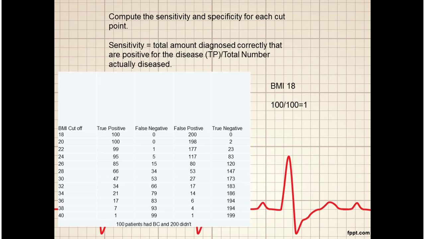So this is your rate of getting it right for accurately identifying the person that has the disease. I accurately told you you have it. And at BMI equals 18, 100 people were classified as having breast cancer, and 100 people had breast cancer. I got it right 100% of the time. Does that make sense?